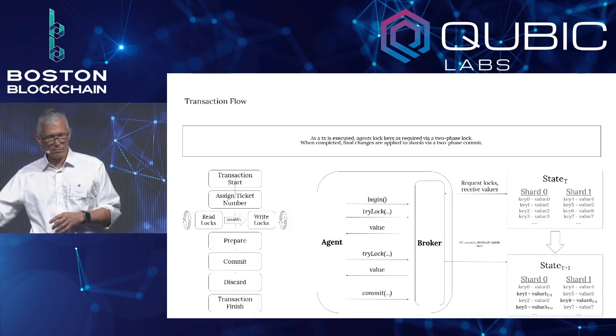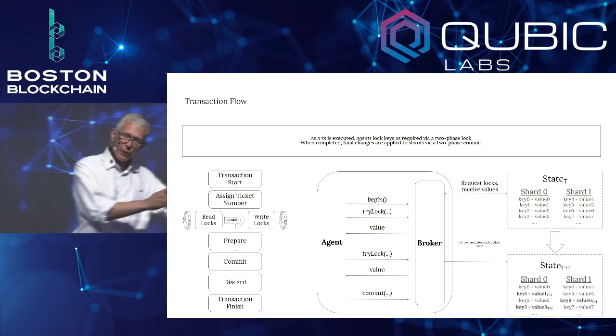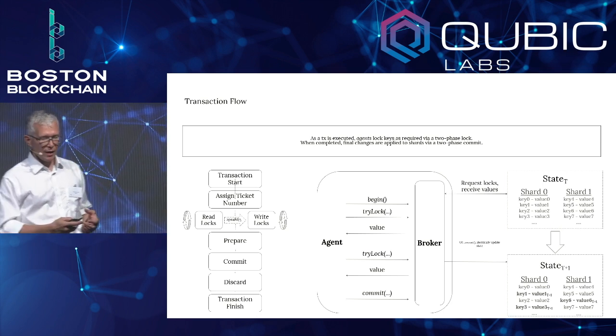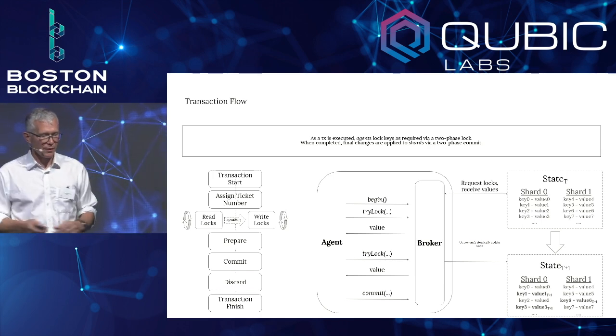As I say, I'm going to skip a bunch of these things. The only thing I want you to look at on this slide is the stuff all the way on the left. So there's a transaction. It starts. It gets a ticket number, and that's a way to resolve conflicts. I'm not going to go into that.